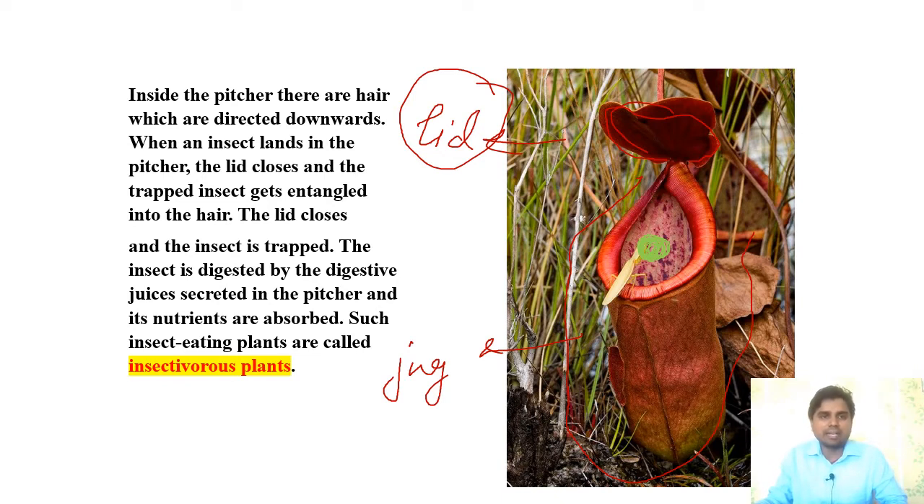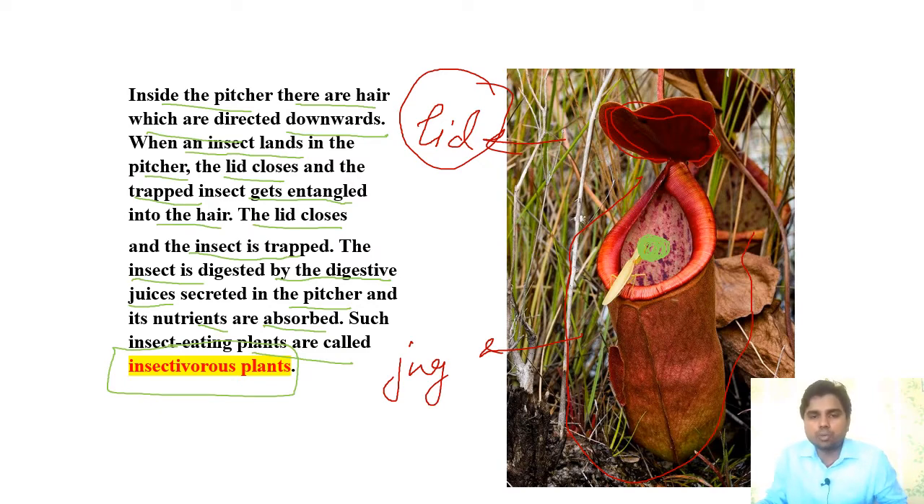Inside the pitcher plant there are hairs which are directed downward. When an insect lands in the pitcher, the lid closes. The trapped insect gets entangled in the hair. The insect is digested by the digestive juices secreted in the pitcher and its nutrients are absorbed. Such insect-eating plants are called insectivorous plants. So students, the pitcher plant is an insectivorous plant because it takes nutrition from insects also.